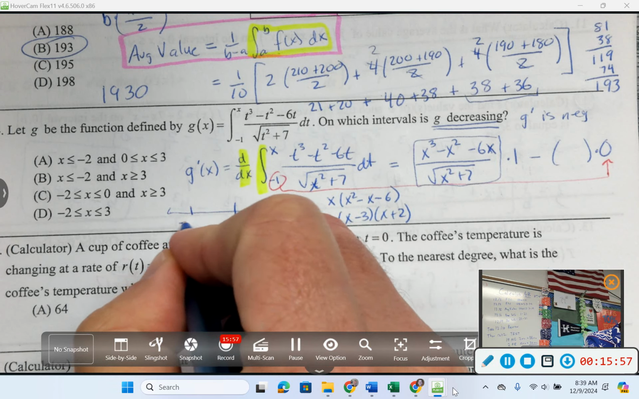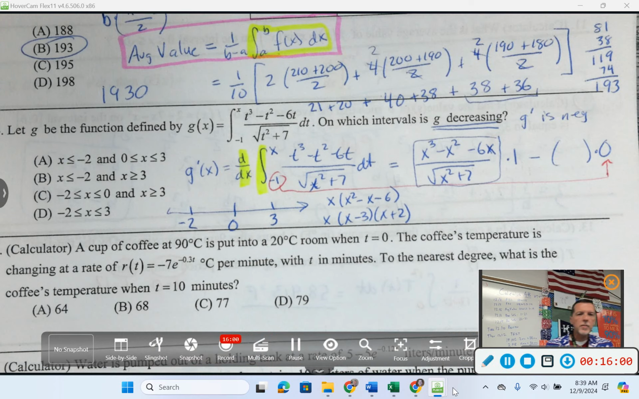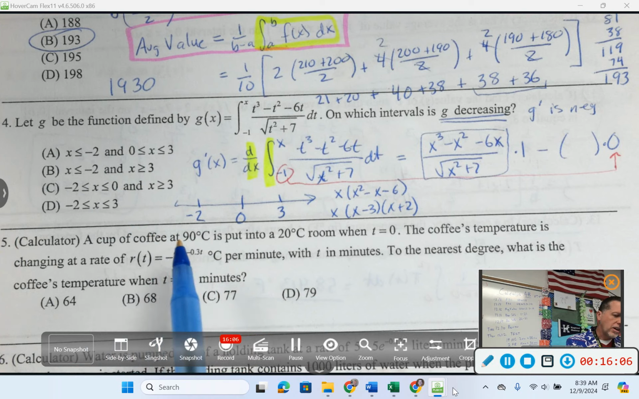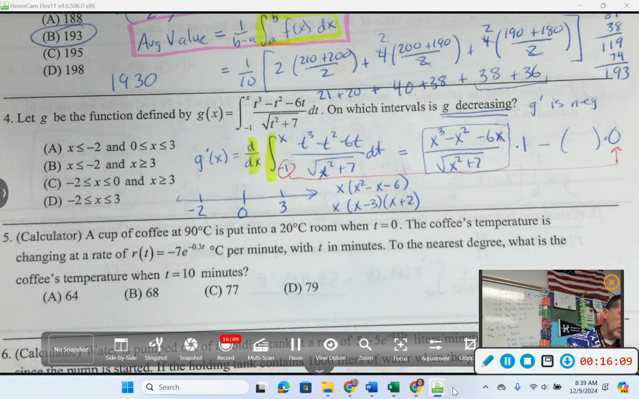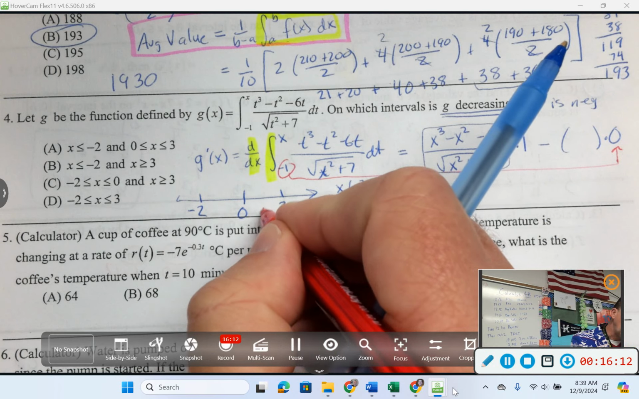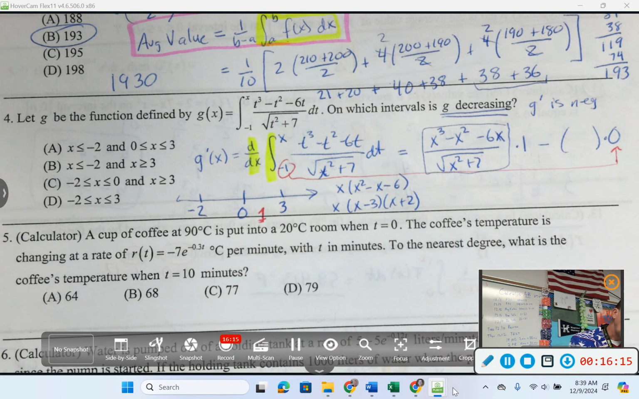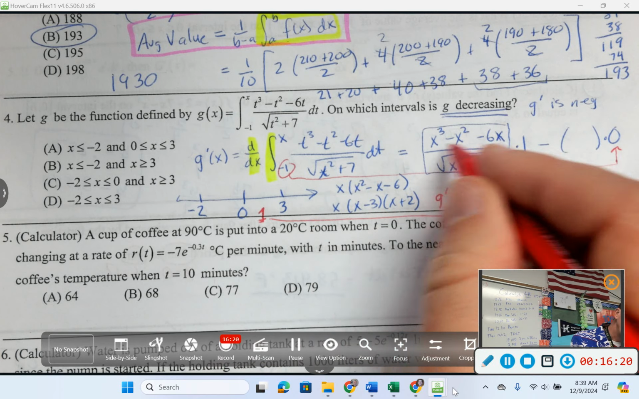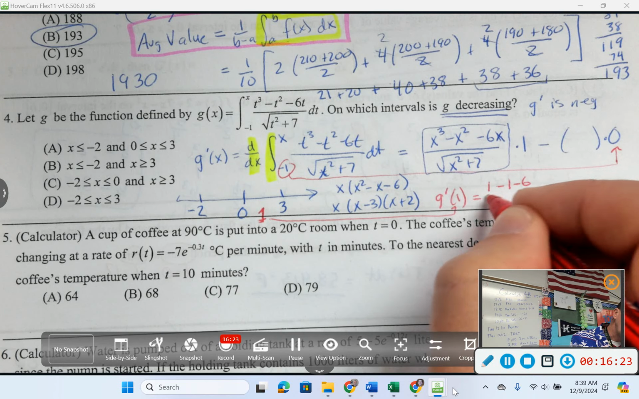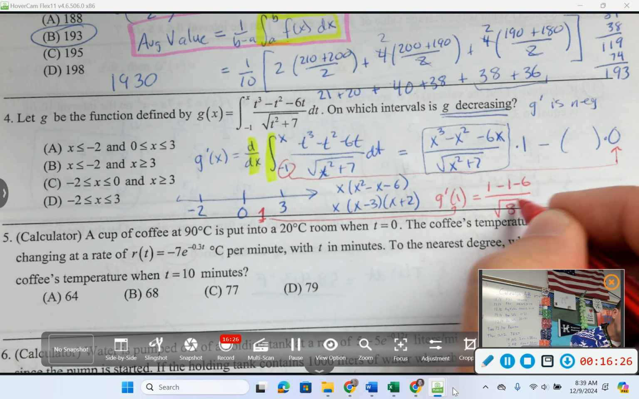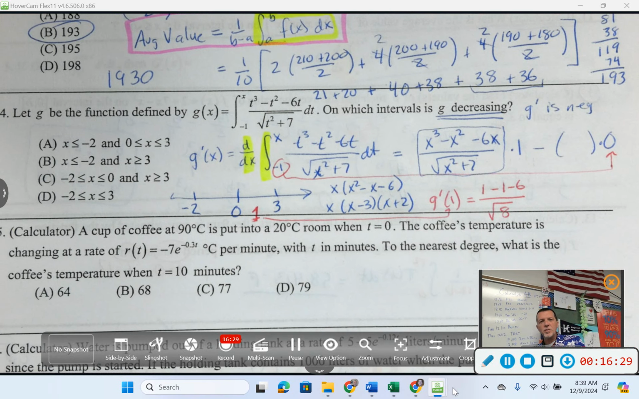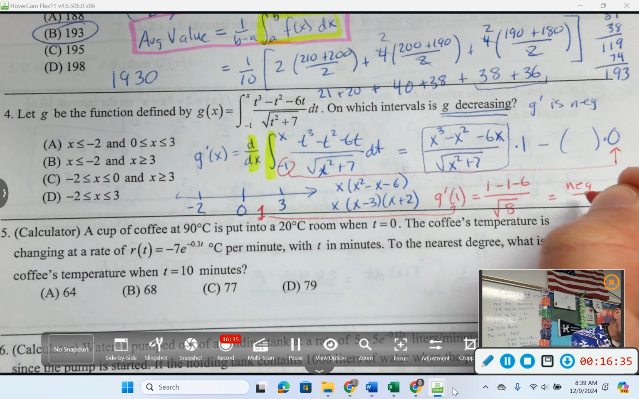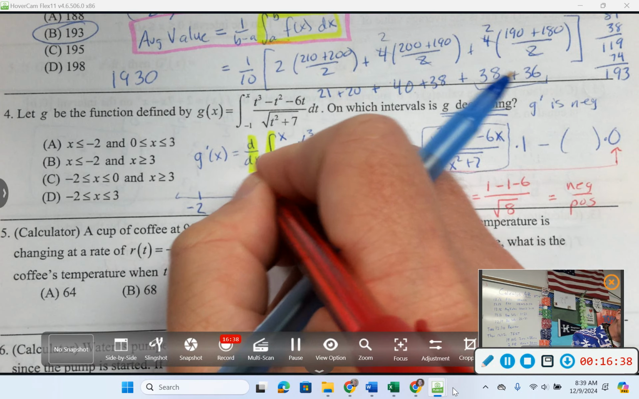So 0, -2, and 3, which is good news. I start peeking ahead at my answers, and those values are all there. So let's just plug in a point and see what we get. I'm going to plug in 1. G prime of 1 is 1 minus 1 minus 6 over the square root of 8. And again, I don't really care about values. I just care about positives and negatives. So the top is negative. The bottom is positive. So the answer there is negative.